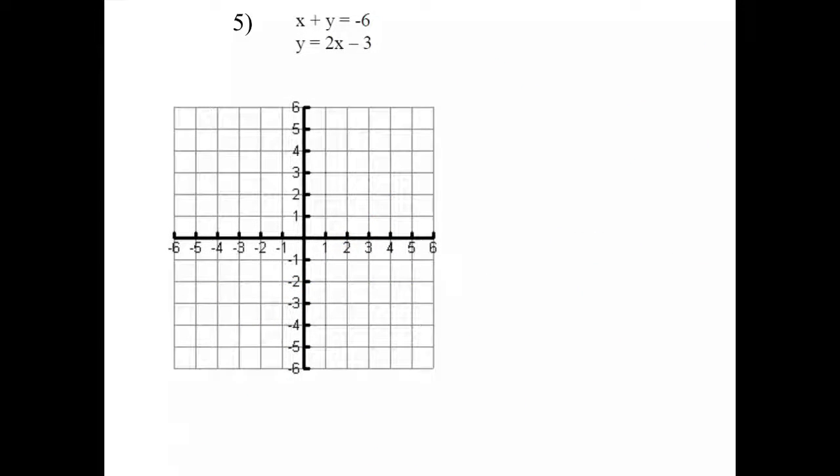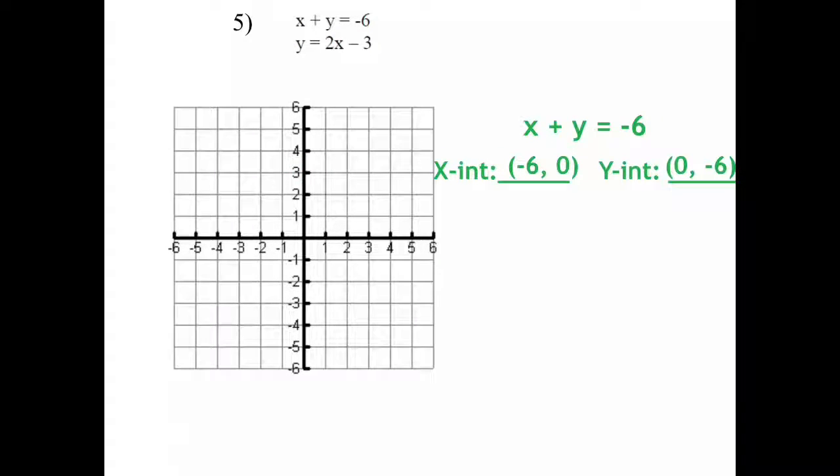Now here's the system for number 5. The first line is x plus y equals -6. What is the line going to look like when you graph it? Alright, so for this one I used the thumb method. You put (-6, 0) for the x, (0, -6) for the y. These two points are located here and here. Connect the dots with a ruler. That's what it looks like.